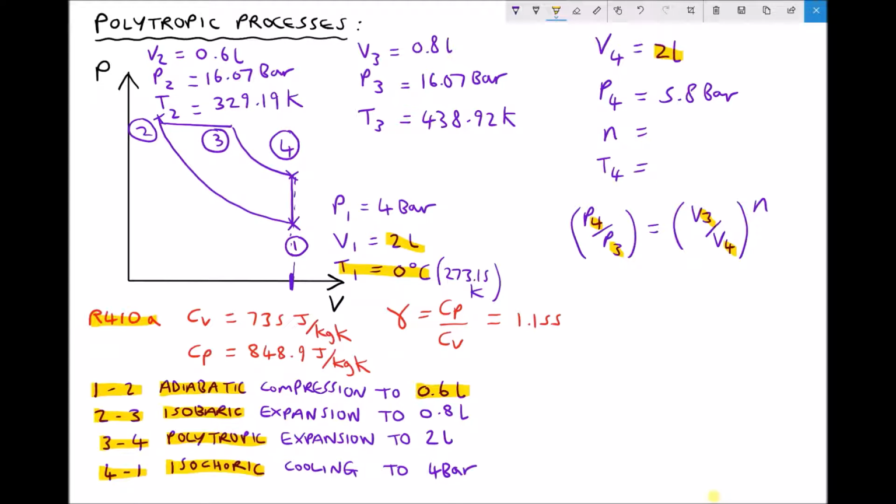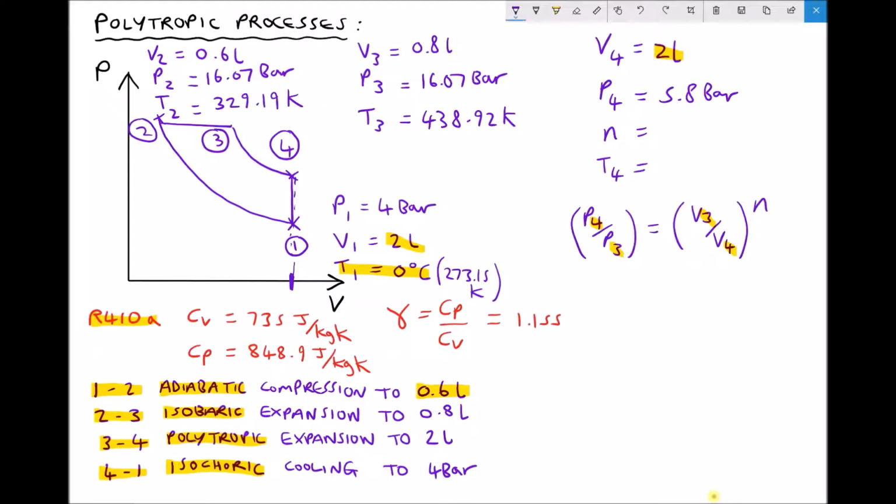So as we look at this formula, we know P4 is 5.8 bar and we know P3 is 16.07 bar. We know that V3 is 0.8 litres and we know V4 is 2 litres, but we don't know n. Now hopefully you recall from earlier tutorials, if we're trying to find the power, or the power is an unknown in our formula, then we need to use log laws. So the first thing that we need to do here is take logs of each side.